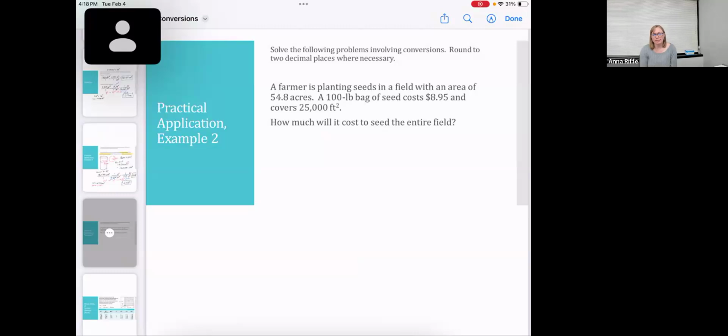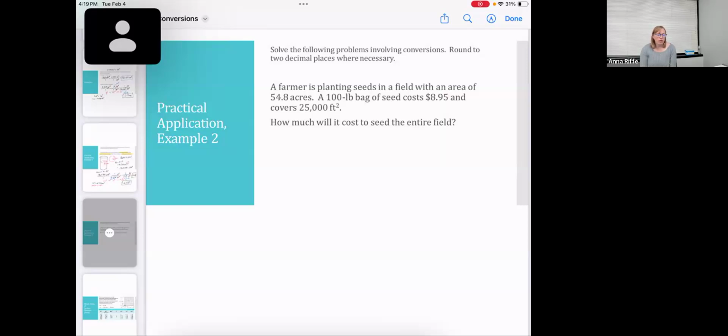A farmer is planting seeds in a field with an area of 54.8 acres. A 100-pound bag of seeds costs $8.95 and covers 25,000 square feet. We want to ask the question, how much will it cost to seed the entire field?